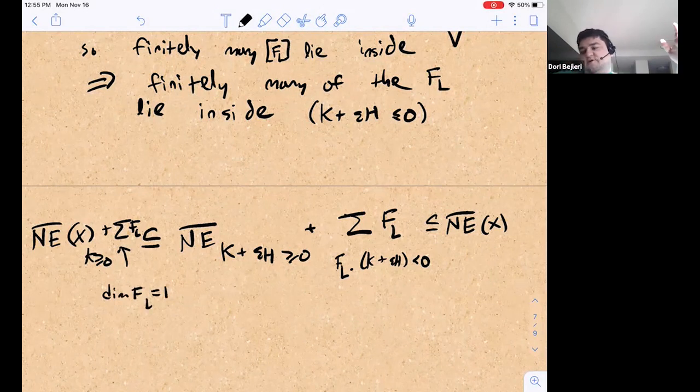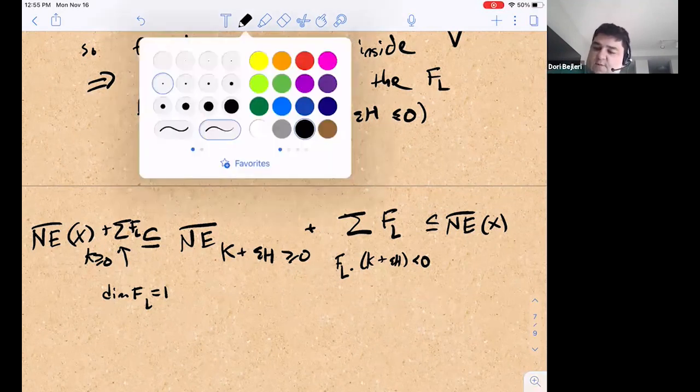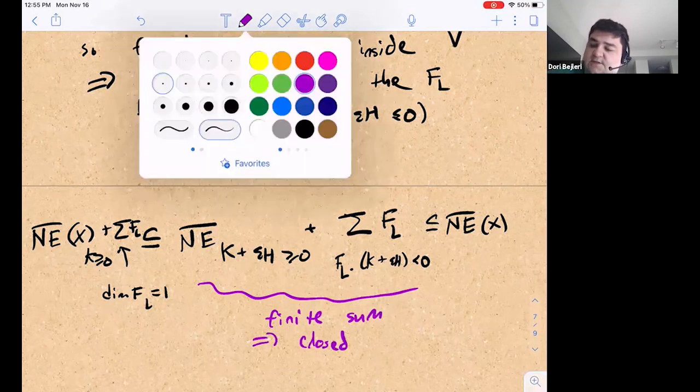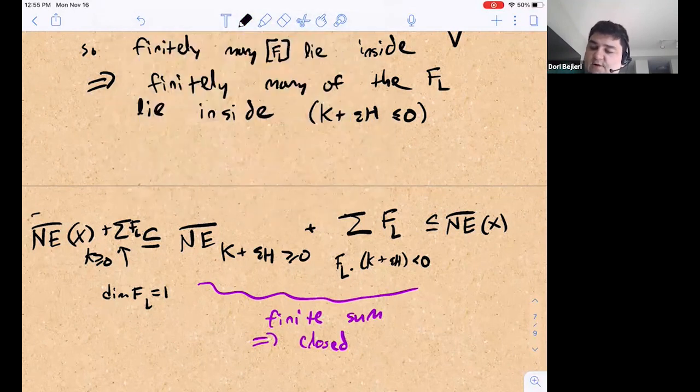Because either your ray, when you perturb by epsilon H, you're still in the negative piece and then you appear in the sum, or you're not and then you appear in the K plus epsilon H greater than or equal to 0 piece. So we have these containments, but this is a finite sum in the middle. So it's already closed. So this is closed. We also know that when we take the closure here, we get W.